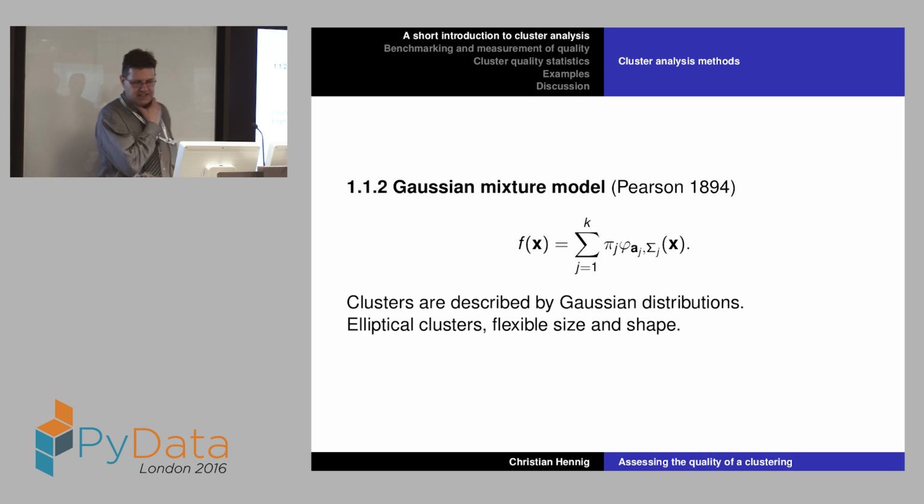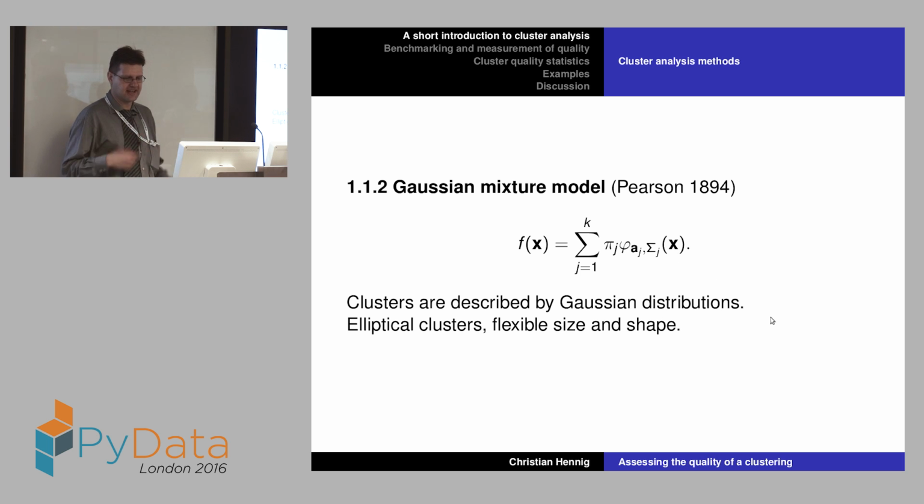Okay, then a different approach, a model-based approach: we could fit a Gaussian mixture model to the data. This actually goes back to 1894. You could say it's the oldest cluster analysis method there is, although Pearson didn't use it for cluster analysis. And the idea is we fit a model like this where we have proportions for every cluster, those are the parameters pi j here. And we model every single cluster by a Gaussian or normal distribution with a mean vector a j and covariance matrix sigma j. And then we can assign the points after we have estimated all these parameters, for example by maximum likelihood.